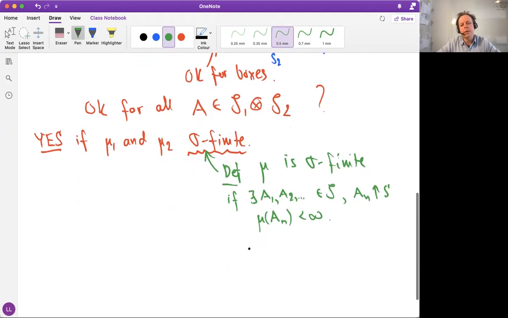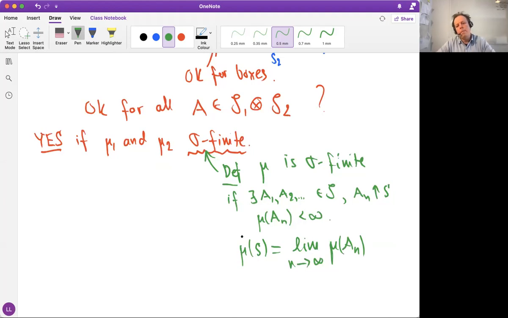So sigma finite means actually that mu of S, this could be infinite, but you could still write it as a limit of some finite measure thing. So if A_n are increasing to S, then you could have this measure of the full space as a limit of something, and all of these things are finite here. So these need to be finite for this to work. That's the restriction of Fubini and Tonelli's theory.